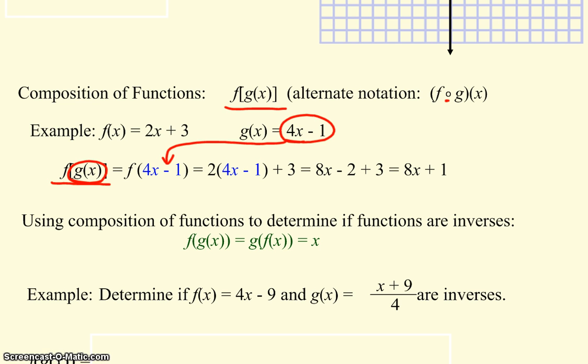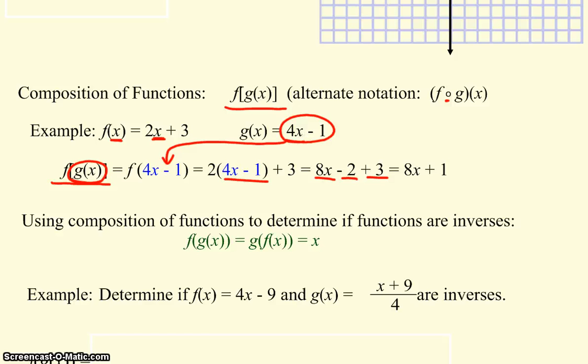Now, what f of x means is everywhere there's an x in the rule, you fill in whatever is in the parentheses. So notice it was 2 times x, so I did 2, and then I filled in what was in the parentheses, which was 4x minus 1. After this, it's all arithmetic. Distributive property: 2 times 4x was 8x, 2 times a negative 1 was a minus 2, and then the plus 3 is still part of the problem. So the answer for my composition was 8x plus 1.